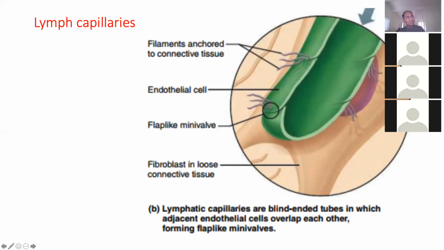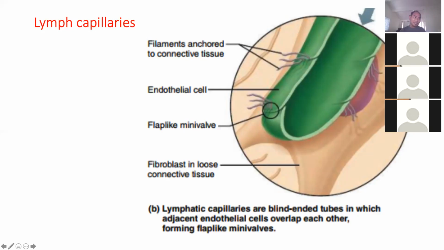And therefore it starts with a blind pouch. Look at that. It is not continuous with another one. It starts with a blind pouch, and it will lead back to the systemic circulation into the big veins.